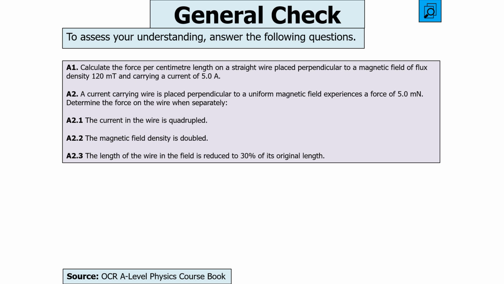Then a current carrying wire is placed perpendicularly to a uniform magnetic field and it experiences a force of 5 millinewtons. Determine the force on the wire when separately the current on the wire is quadrupled, the magnetic field density is doubled, and then the length of the wire in the field is reduced to 30% of its original length. So pause the video now, then unpause the video when you want to go through your answers.